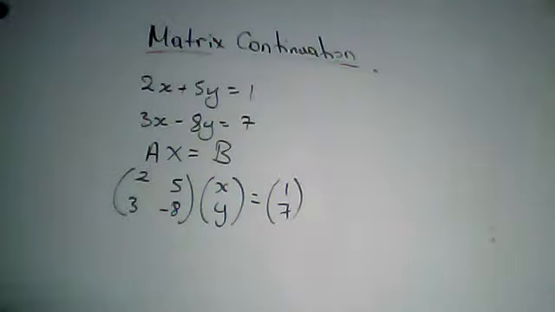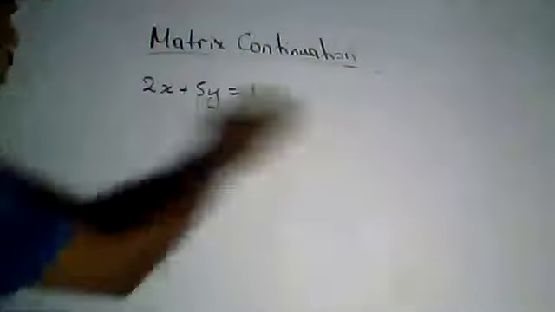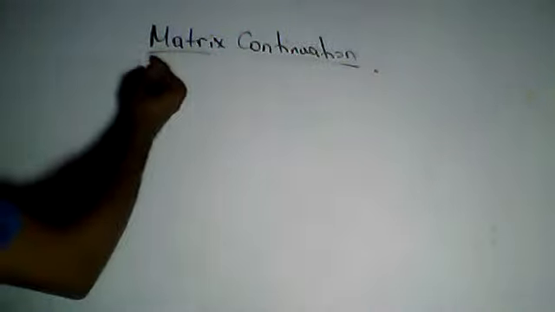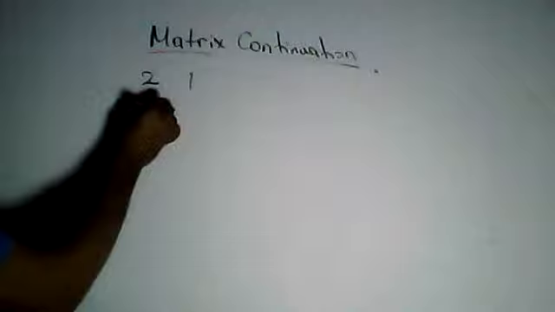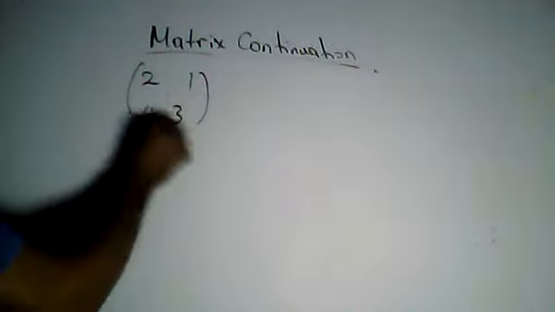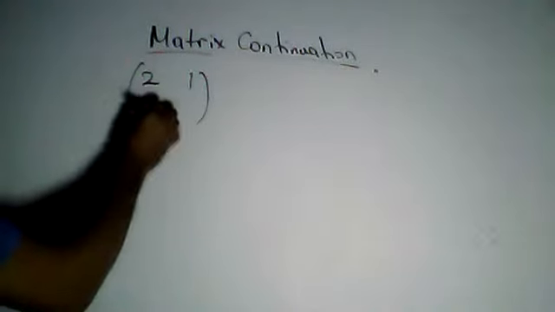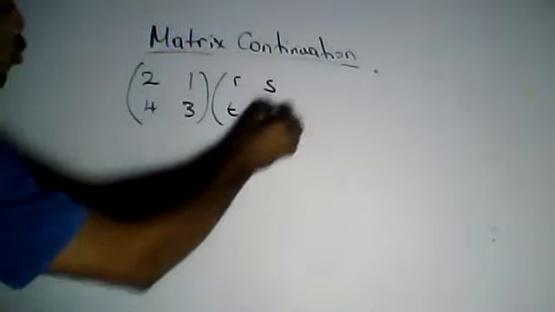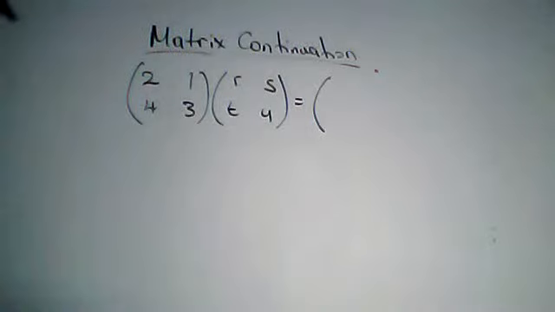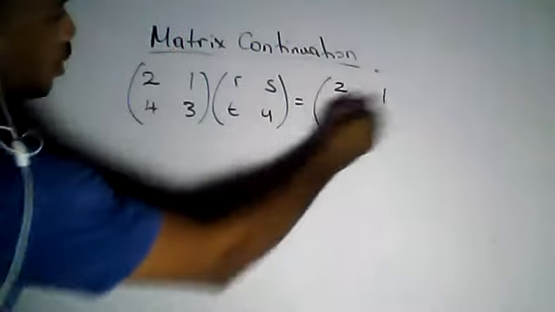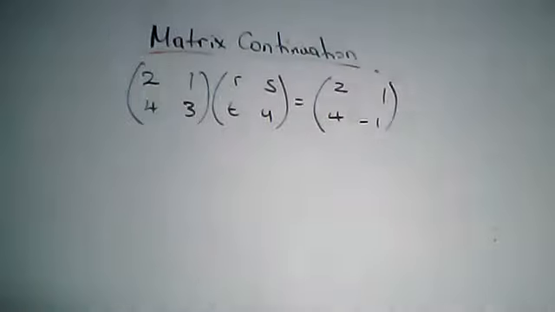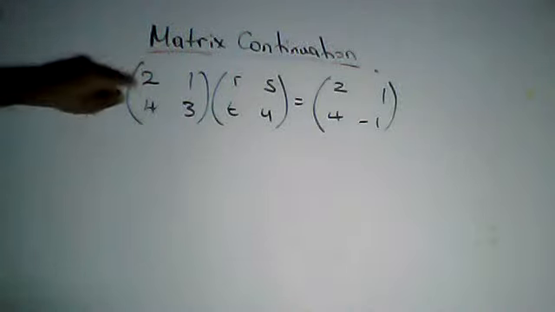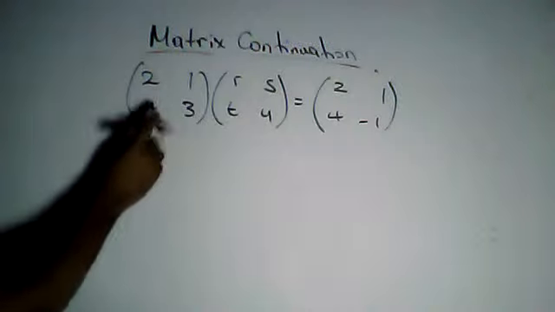Now with the question that we had just completed, what they had was 2, 1, 4, 3. They said RSTU is equal to 2, 1, 4, and minus 1. Now let's look at this. Let's expand this, because expanding this will show you what I'm saying.